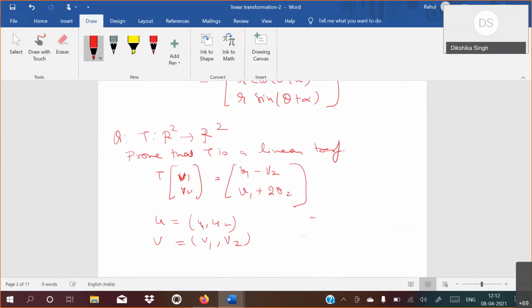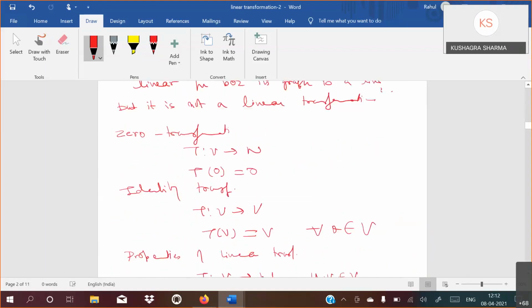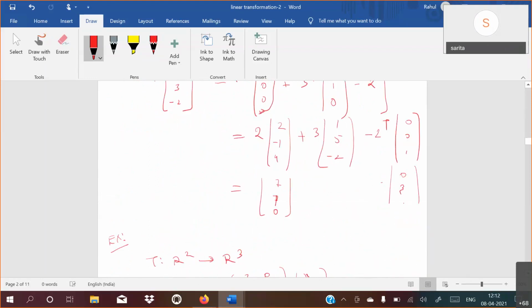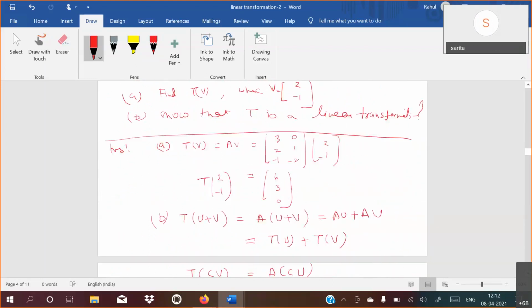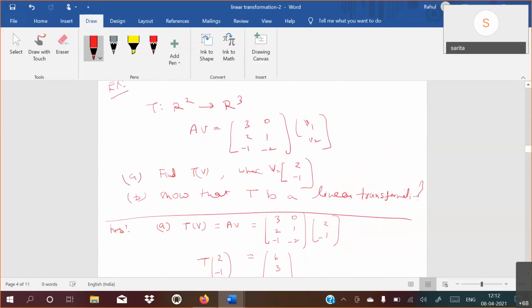Thank you. I have a doubt. Yeah, please. Ma'am, when we take TV equal to AV, doesn't that imply that T is a linear transformation? Yeah, that's what we are proving in this question. Yes, ma'am, that's what I want to ask. It says that you have a transformation from R2 to R3 where AV is equal to this. Now prove that T is a linear transformation, while assuming TV equal to AV.